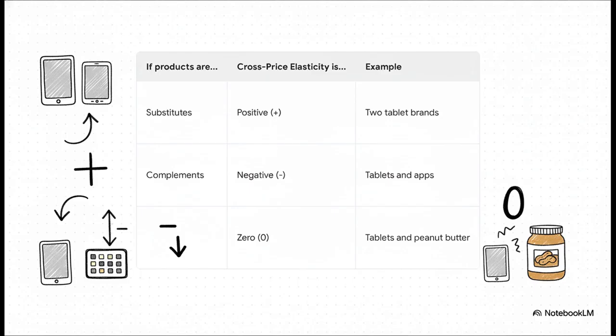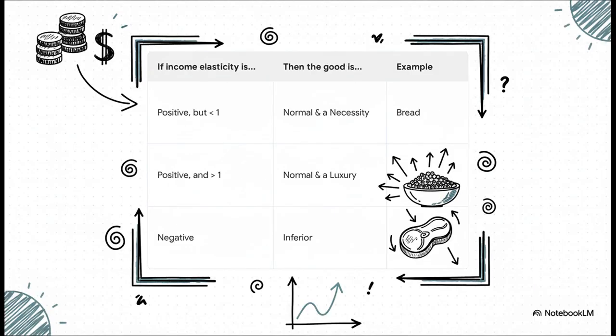They go together. And finally, there's income elasticity. This just shows how our buying habits change when our income changes. It helps us see the difference between necessities like bread, which we buy a little more of as we get richer, and luxuries like caviar, which we buy a lot more of. And then there are what economists call inferior goods. It's not because they're bad products, it's just that we tend to buy less of them as our income rises, because we upgrade to better alternatives.